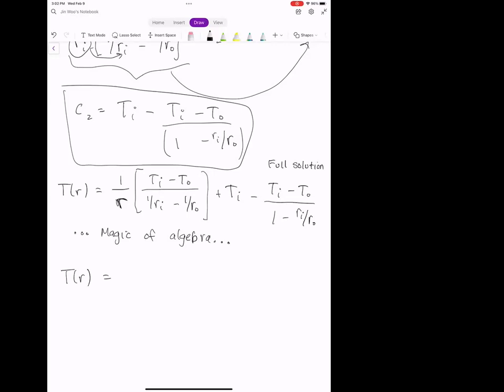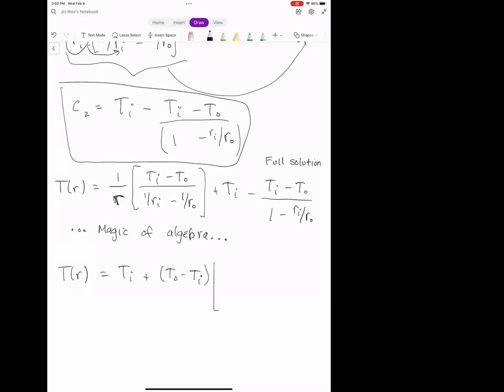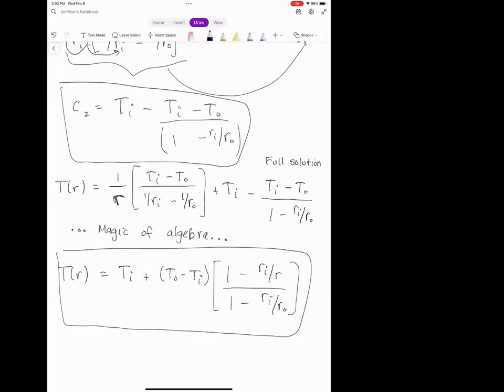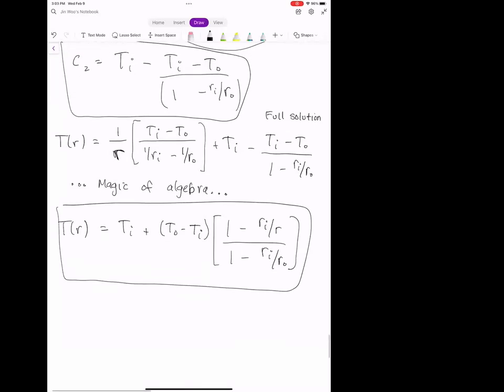And so what we get is T of R is equal to Ti plus (To minus Ti) multiplied by (1 minus Ri divided by R) divided by (1 minus Ri divided by Ro). So this one looks a little bit cleaner than the one up there, just by a little bit. They're both still kind of a mess, but better to have a slightly less bad mess than a bigger mess.